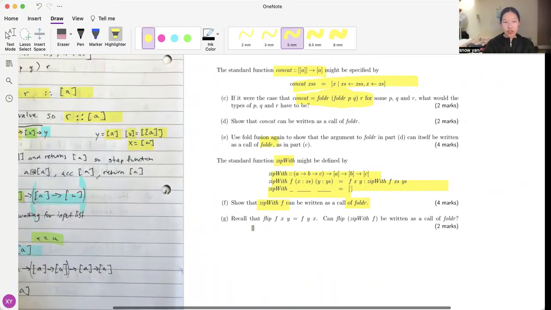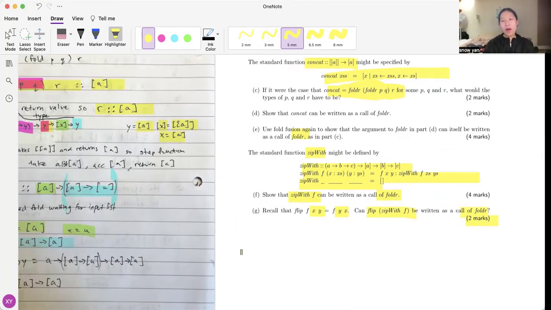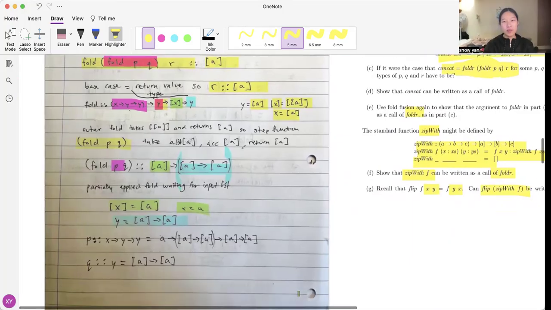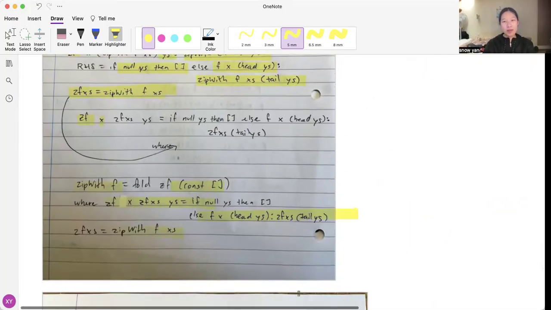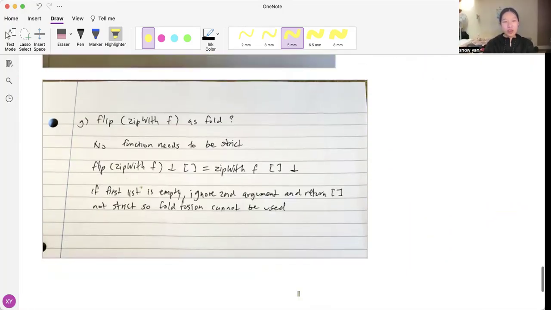And then lastly, part G, we call that flip is this thing. Basically, we just swap the arguments around, x and y to y and x, keeping the function the same, of course. Can flip of zip with f be written as a foldr? The minute you see two marks at the end of the question, you probably know that it's going to be some simple argument that makes it a contradiction. So in fact, the answer is no.